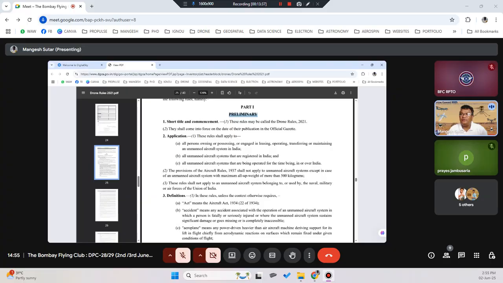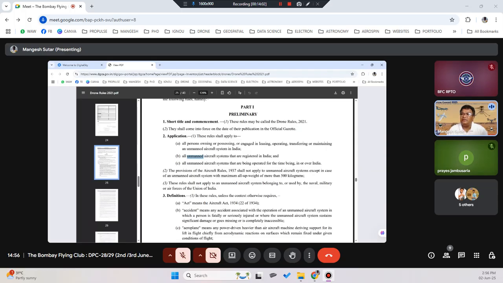So earlier, if you see, these rules are exactly similar to your Aircraft Rules 1937. So you had: all persons owning, operating, maintaining aircraft systems in India. They have just added unmanned aircraft system. All aircraft systems that are registered in India, so now they have just put unmanned. Okay. So almost the same thing has been taken from the Aircraft Act 1937. They have just been replaced.